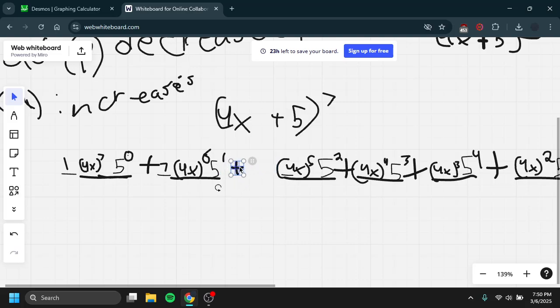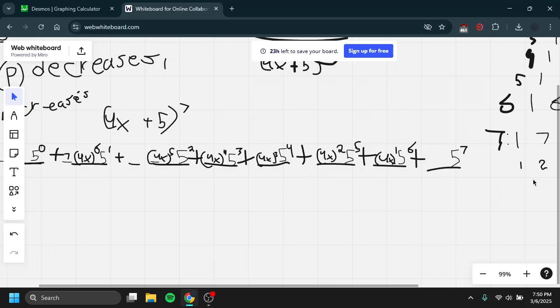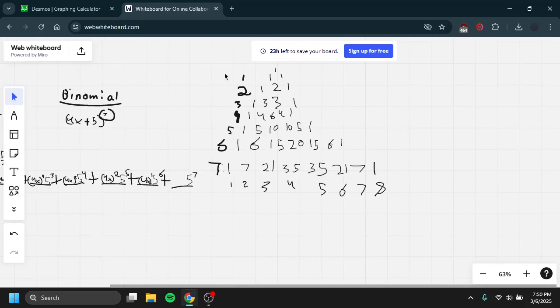That's what I like about online whiteboards. I can shift this all around. No, yeah, I need to give myself tons more room. All right, let me shift my Pascal's triangle really quickly.